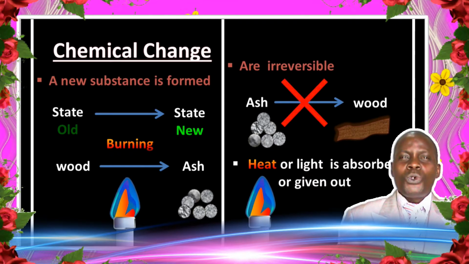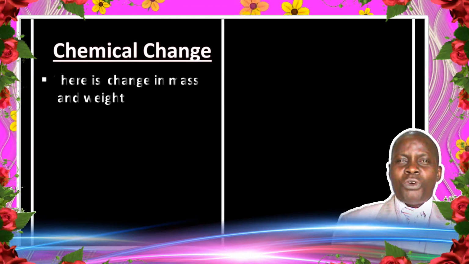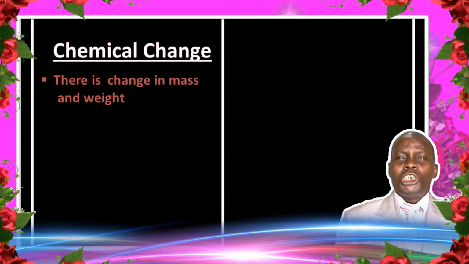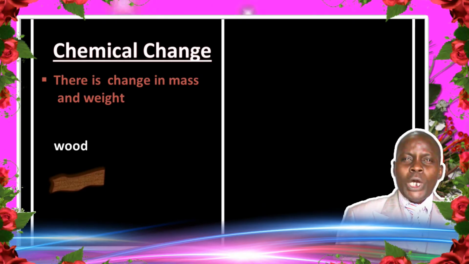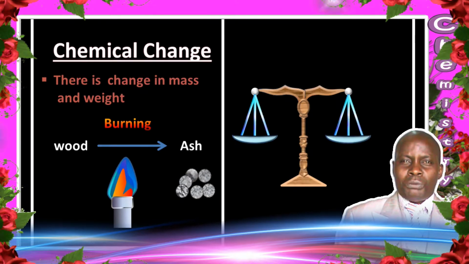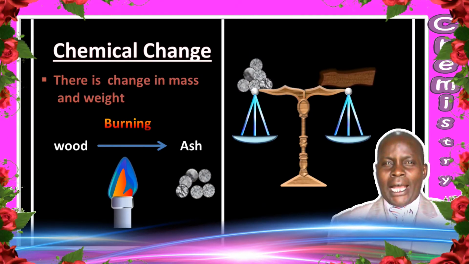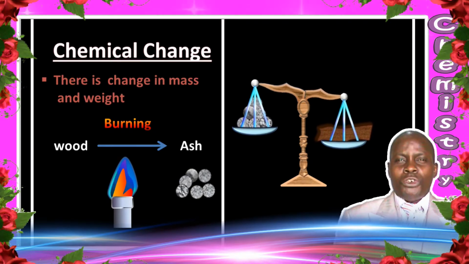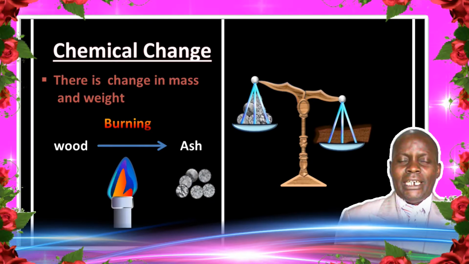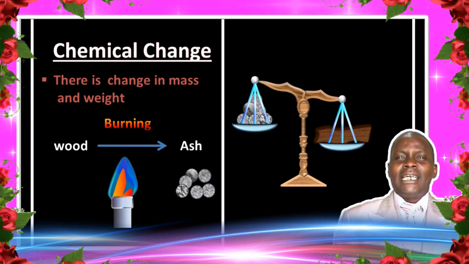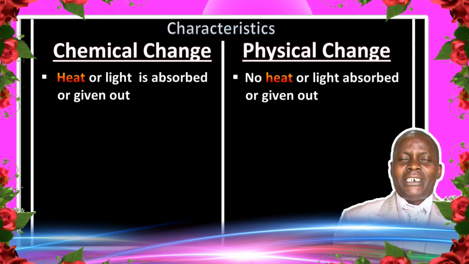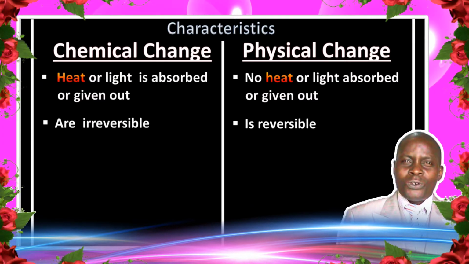Then another thing which we can use to identify a chemical change is when there is a change in mass or change in weight. For example, wood has burnt to ashes. If the weight of the wood was measured, and the weight of the ash measured after burning, you'll find that they have a difference. There was change in mass. Therefore, that one is a chemical change. Those are the two changes that we have, the chemical change and the physical change.